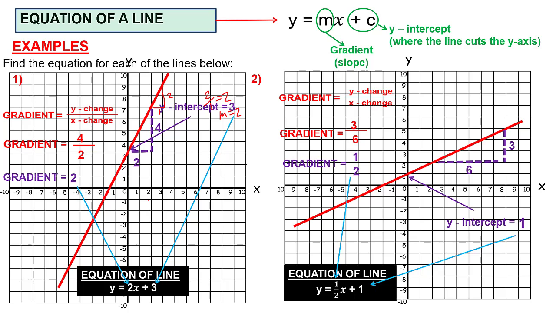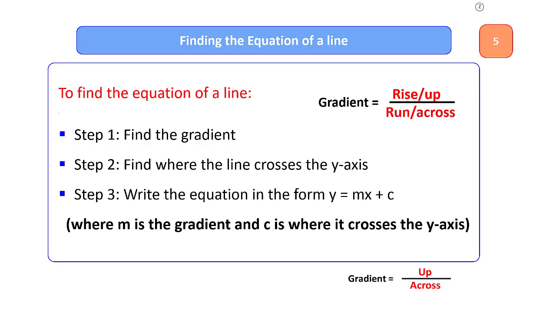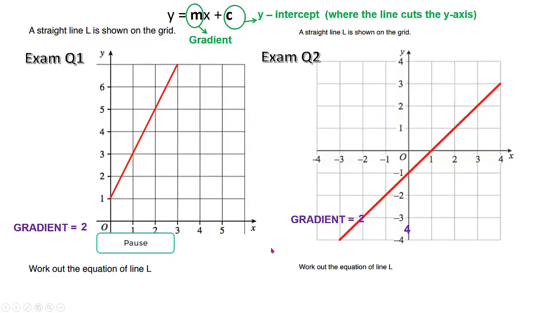And the higher level of this is to find the gradient between 2 points, and we'll do that in another video. These are the key notes to be able to answer any of these types of questions. Step 1, find the gradient. Step 2, find where the line crosses the y-axis, and just write the equation in this form. Right, so you can give these questions a go.